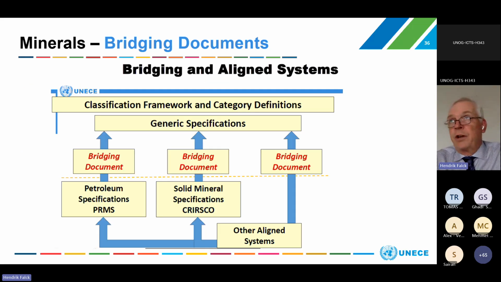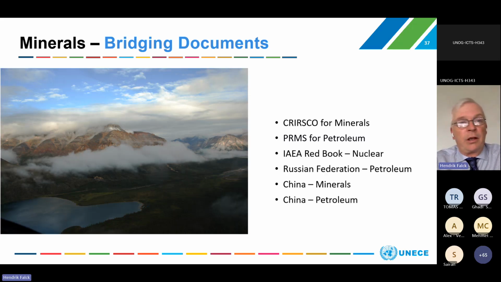And so there are a number of different bridging documents for different resource types. Each of them can take you from a different resource classification, such as PRMS in the petroleum situation. Then, using the bridging document, you can align it to the generic specifications of the UN, and then provide the classification and the category definitions that are required. The different bridging documents take different paths depending on the resources that you're looking at. So in the bridging documents, here's a list of some of the examples. This is an ever-growing list, and they're ever-changing. New ones are being produced every year.